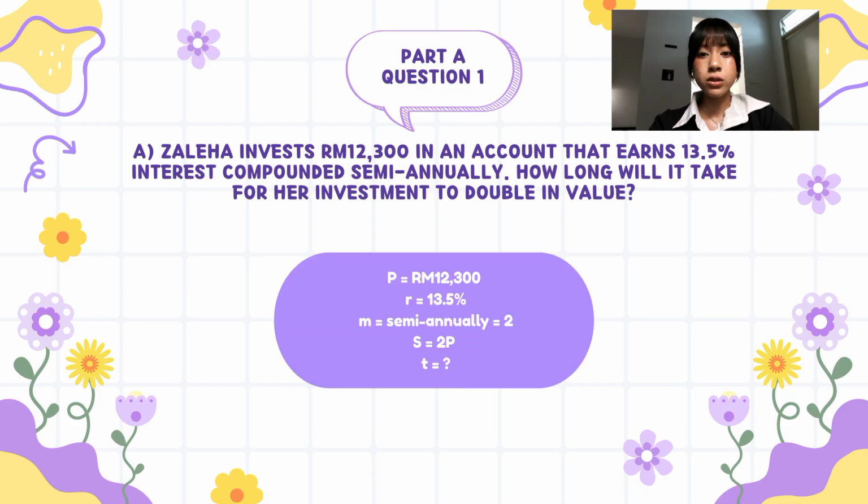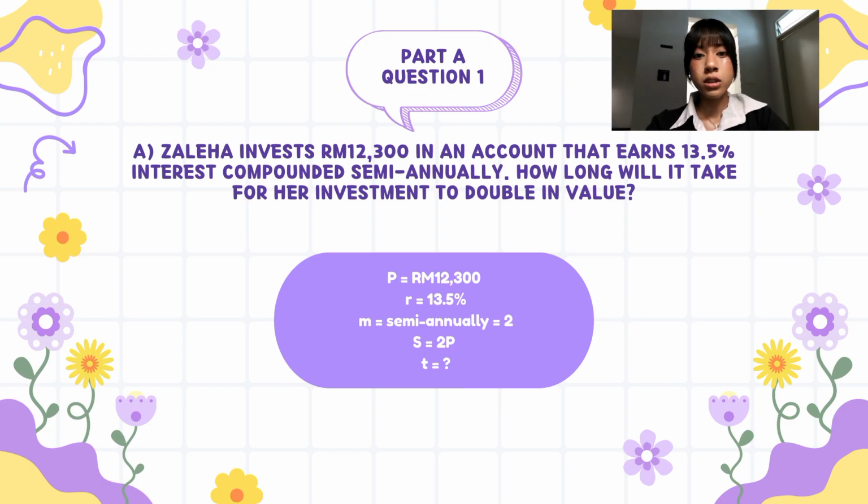So to solve this problem, we have to first list out all the details that we have. For example, the principal is 12,300 ringgit, the interest rate is 13.5%, the m is compounded semi-annually, so 6 months, so 2 times in a year. And lastly, we know that the sum at the end of this investment will be double in value, so we can times the principal twice, which equals up to 24,600 ringgit.